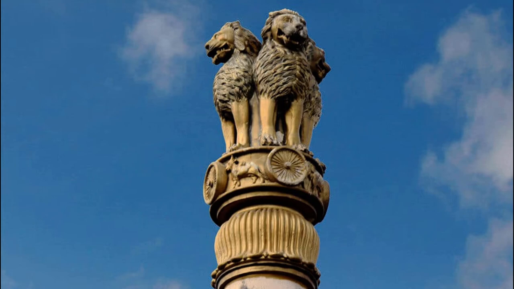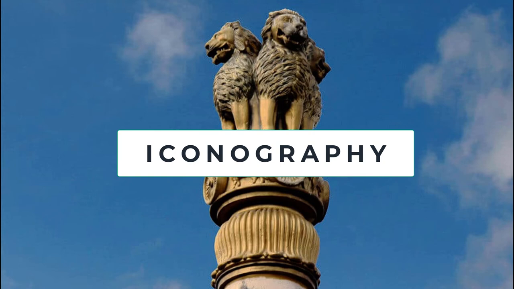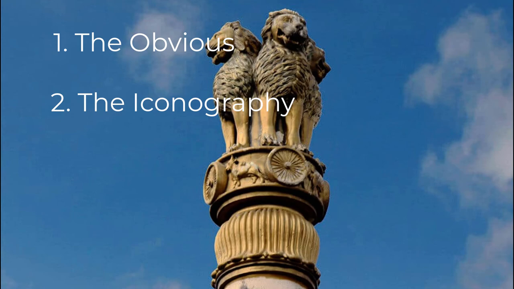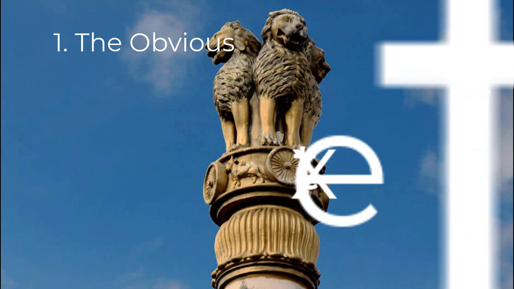What does this mean? Let's turn to the task of iconography, a term which refers both to the use of visual symbols in a work of art, as well as deciphering those visual symbols in a work of art. And let's break it down into three steps: the obvious, the iconography, and then we'll wrap that back up into the context that we've just been talking about. Step one, the obvious. Describe what you see.